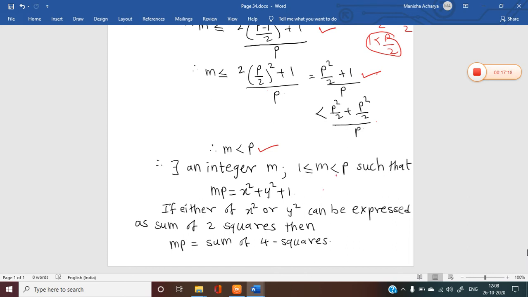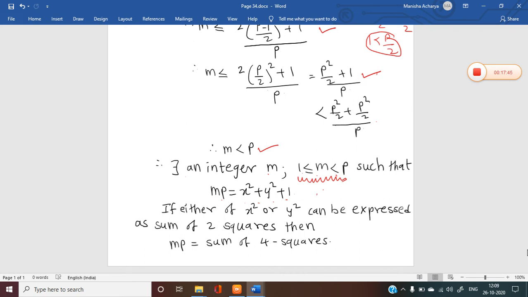And therefore we can say there exists an integer m with the condition 1 less than or equal to m less than p, such that mp is equal to x square plus y square plus 1. But we have to show that mp can be expressed as a sum of 4 squares. So we have proven the first part, that m satisfies the condition 1 less than or equal to m less than p. Now we have to show that mp is a sum of 4 squares.